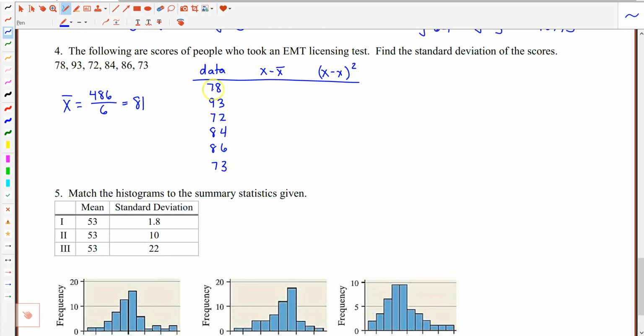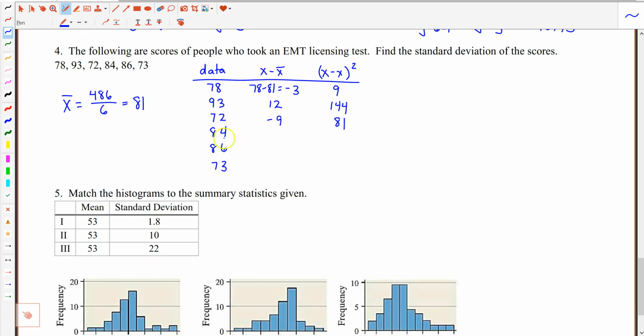The first deviation is going to be 78 minus 81, which would give me a deviation of negative 3. Negative 3 squared is positive 9. Second data value is 93, so 93 minus 81 is 12, and then 12 squared is 144. The next data value is 72. 72 minus 81 is going to be negative 9. Negative 9 squared is positive 81.